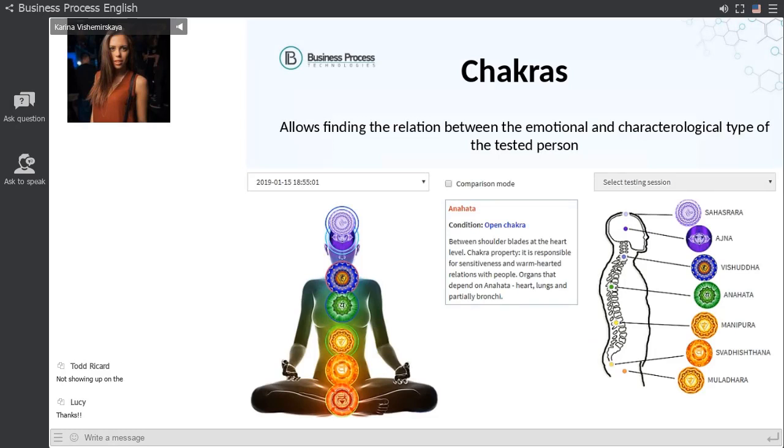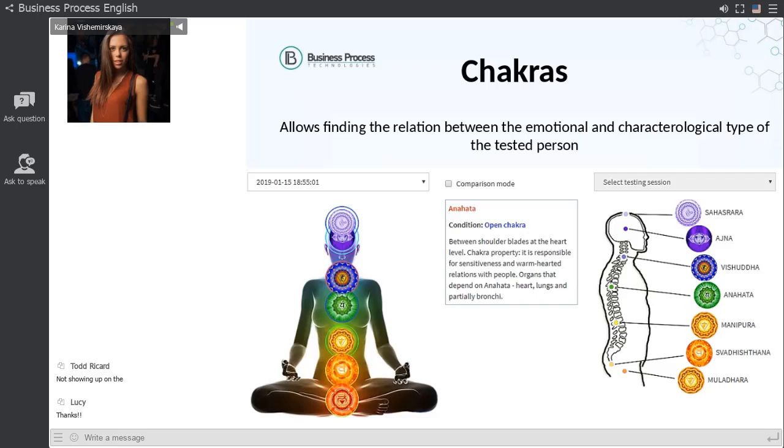Chakras. This is one of my favorite pages because I like to see how my chakras develop and how I have them during different days of the week. This report allows us to find the relation between the emotional and characterological type of the tested person. By clicking on the chakras, we can see on the left the woman. This was a test for a woman. We can see the chakras.